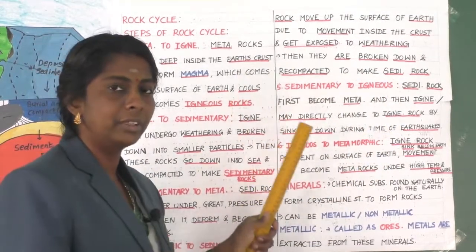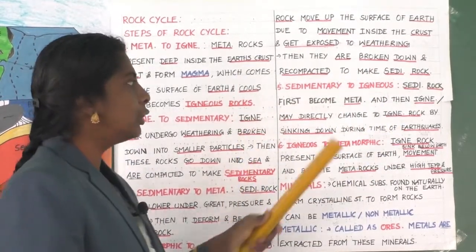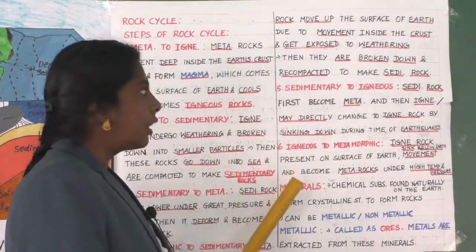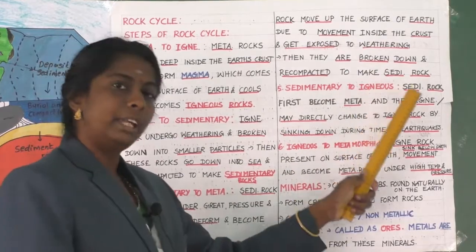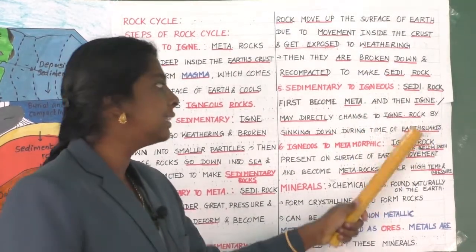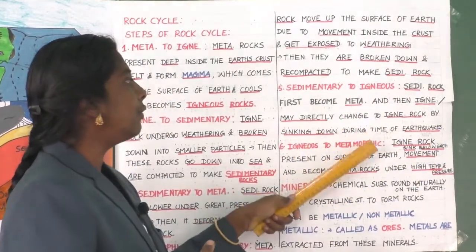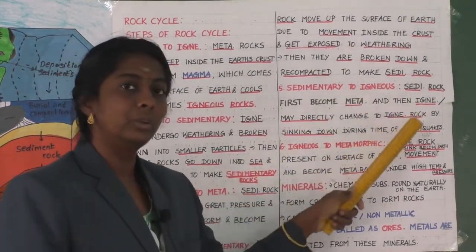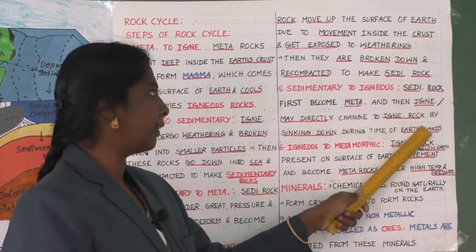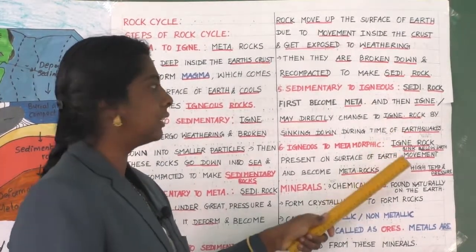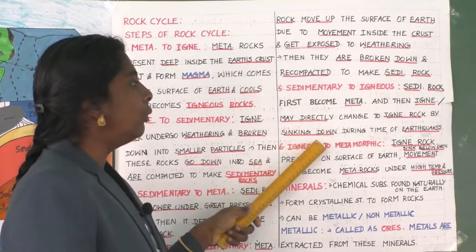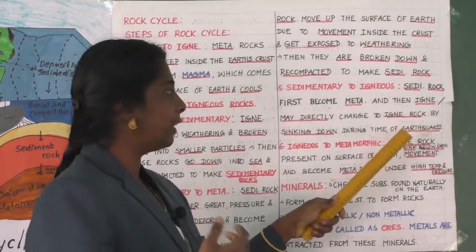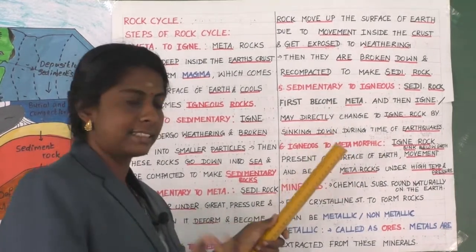How sedimentary is converted to igneous. So, there are two ways. Sedimentary rock first becomes metamorphic rock and then it is changed to igneous rock, else it can also directly form this igneous rock. It may directly change to igneous rock. Okay. So, how is it getting converted? By sinking down during time of earthquakes. Okay, during time of earthquakes.